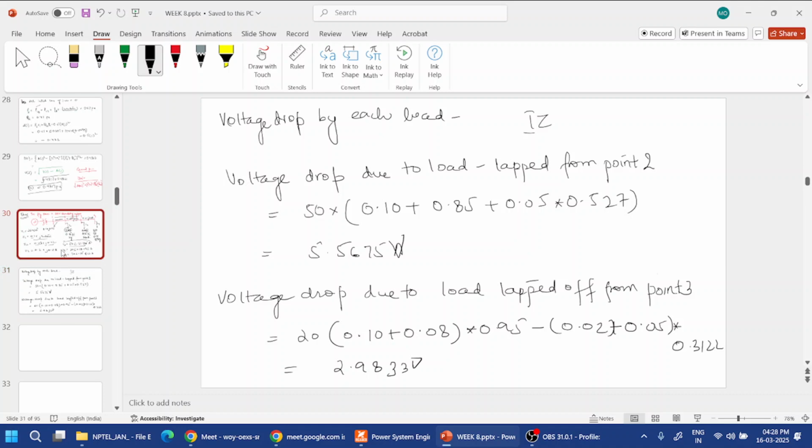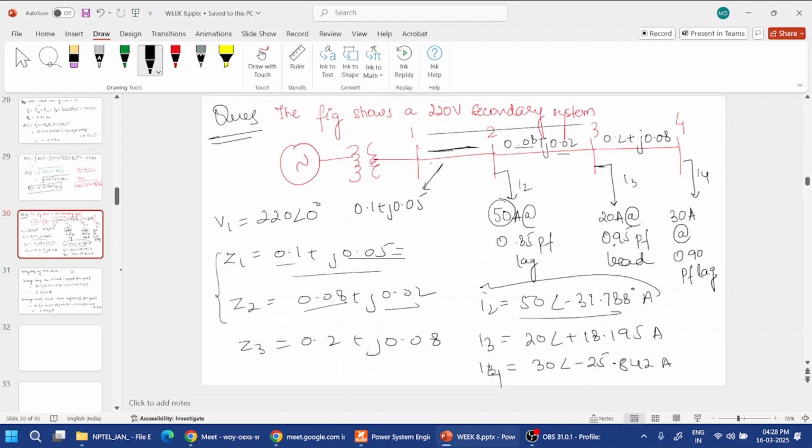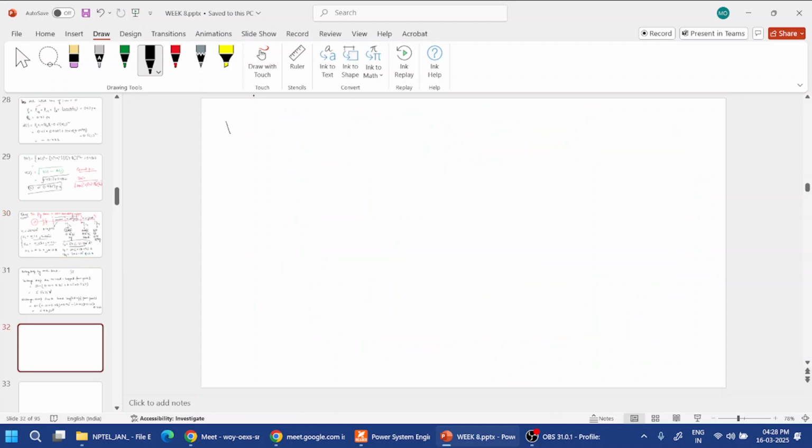Or we can add both Z1 plus Z2, change it into angular form, and multiply it by I3. You can do either. It's just a simple calculation using a calculator.